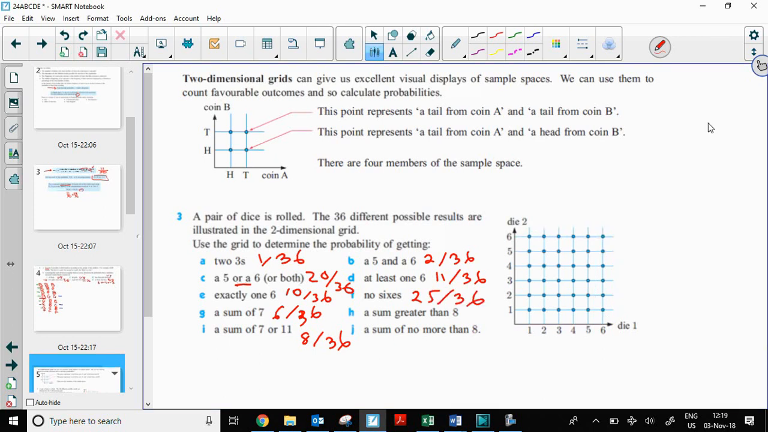A sum greater than 8. If I do this carefully, there we go. Everything to the bottom left of that division is a sum that's either equal to 8 or less than it. So we're looking for the ones that are above and to the right of it. And that looks like it's going to be exactly 10 dots. 10 out of 36 will have a sum greater than 8. And then a sum of no more than 8 is the complement of that. So that will be 26 out of 36. There you go. That's a 2-dimensional grid.